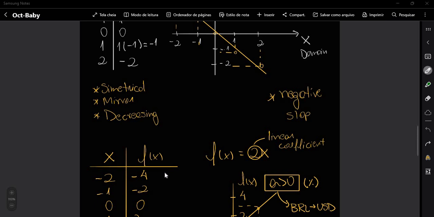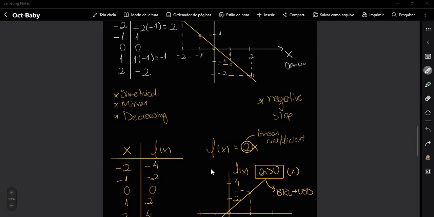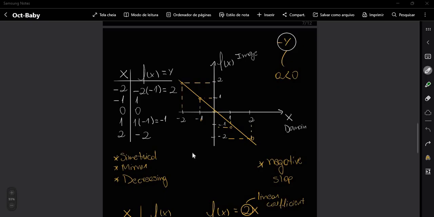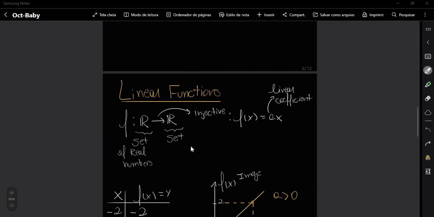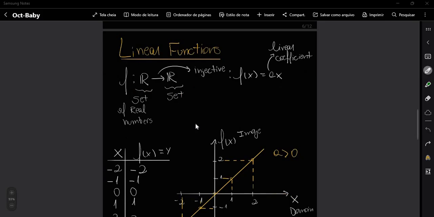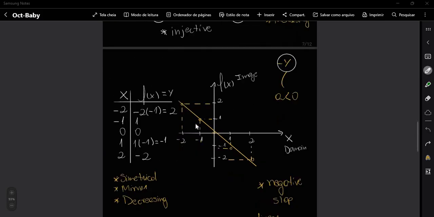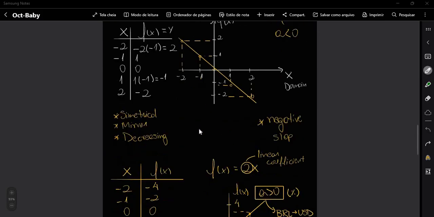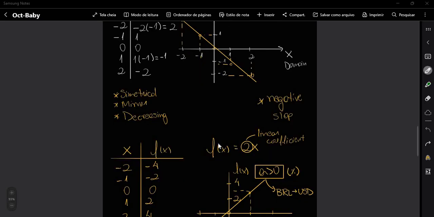Hi. So we were seeing in the last video how to calculate linear functions, how to sketch a linear function by hand, and also how to plot its graphic using the GNU Octave environment.